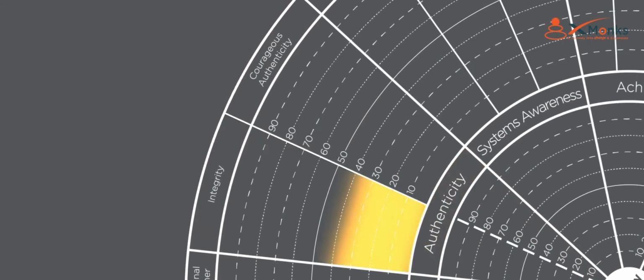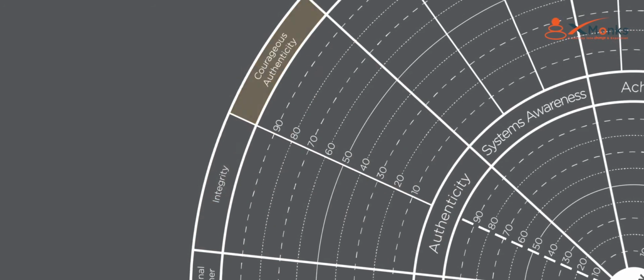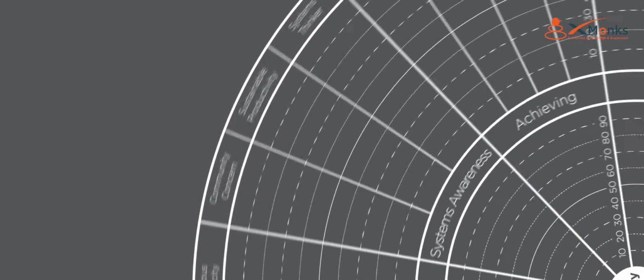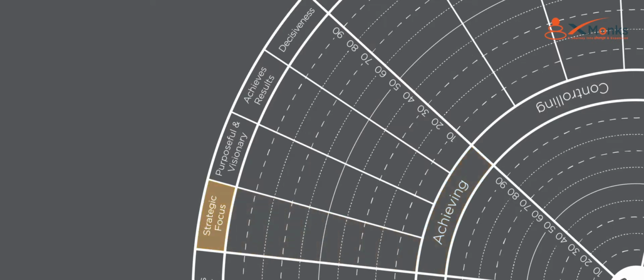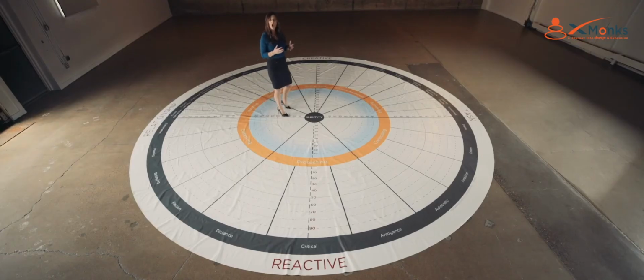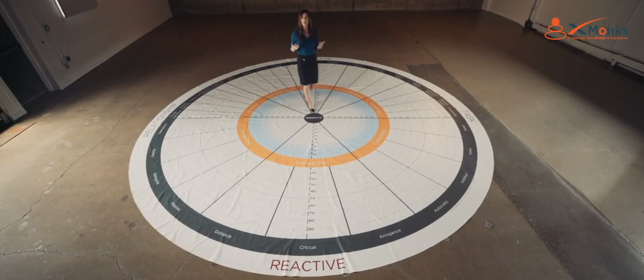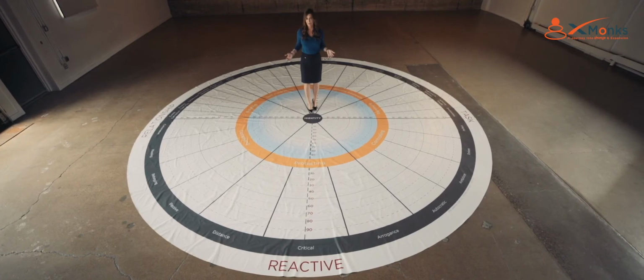For authenticity, it's integrity and courageous authenticity. And for systems awareness, it's community concern, sustainable productivity, and systems thinker. And finally, in achieving, strategic focus, purposeful and visionary, achieves results, and decisiveness. Those are all of the inner and outer competencies on the creative side of the model.